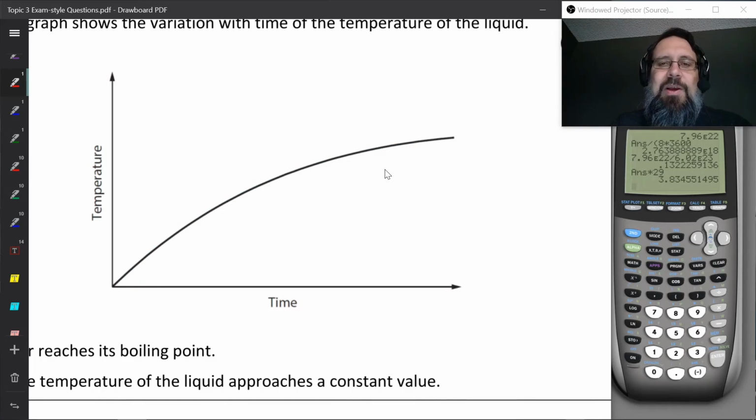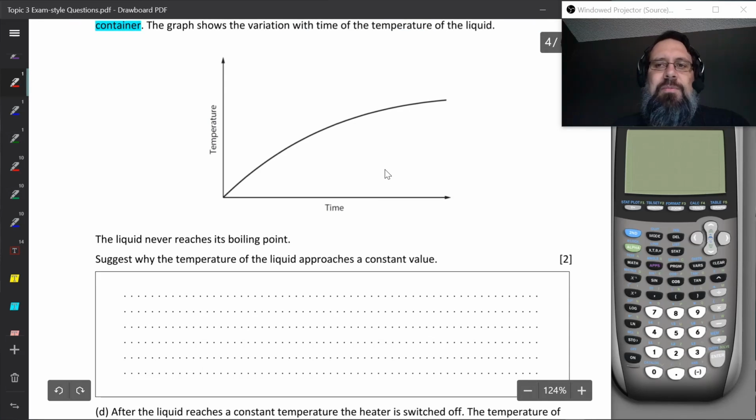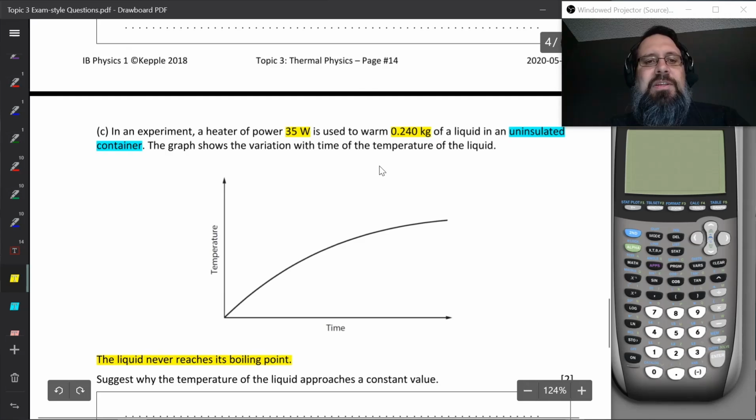So why is it? Well, one reason a substance can approach constant temperature is because it's going to start to boil. As soon as an object reaches its boiling point, all the energy that you add goes into separating the particles from each other, increasing the intermolecular potential energy, rather than increasing the temperature. But it very clearly says here that the liquid never reaches its boiling point. So what the heck is going on? Well, it's because the container was uninsulated.